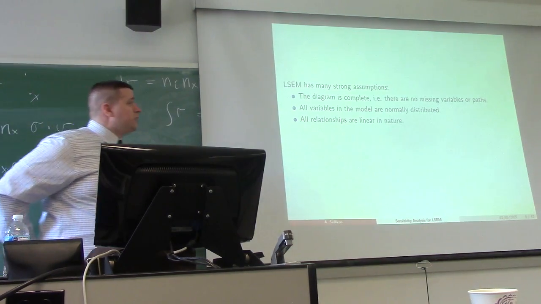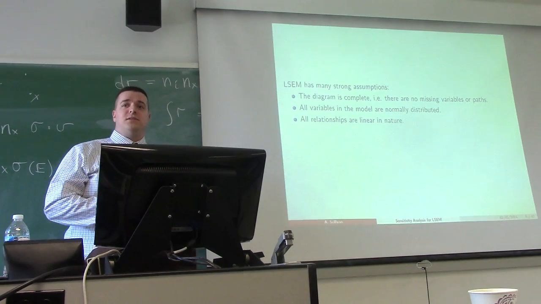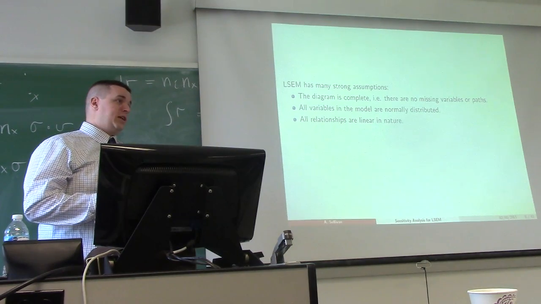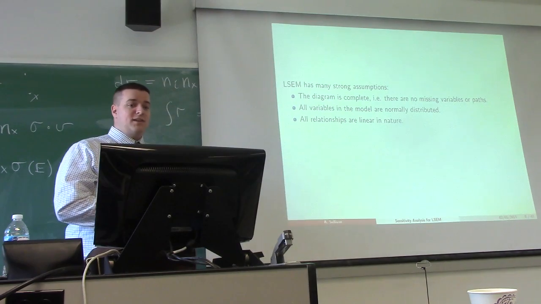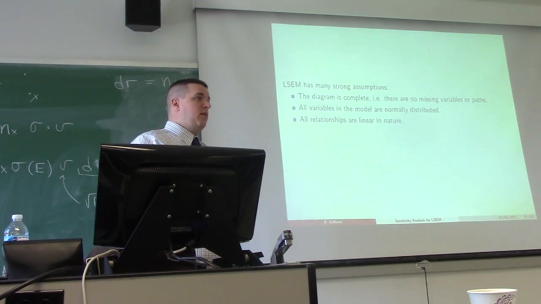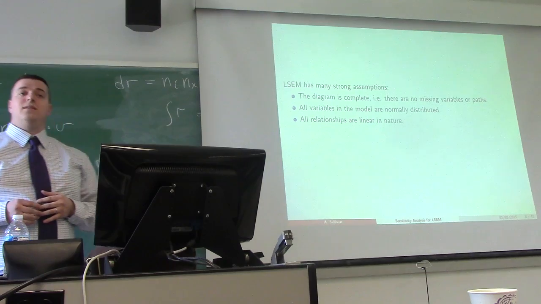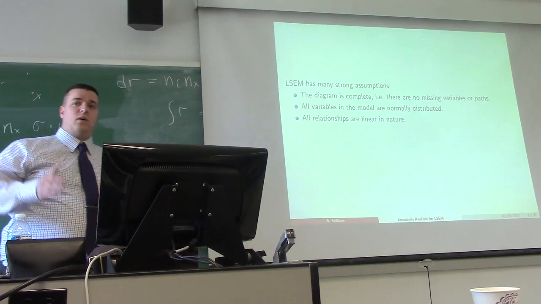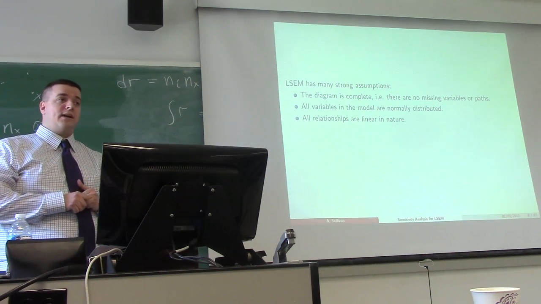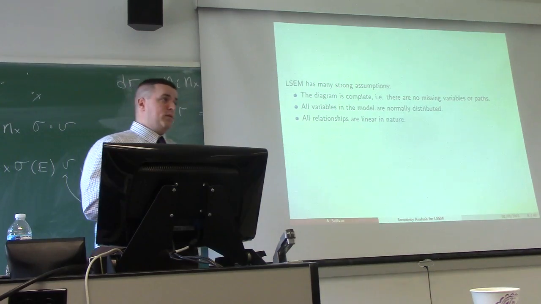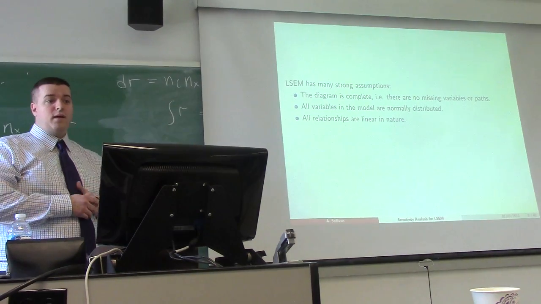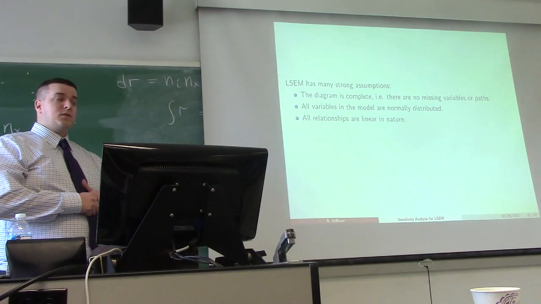Okay? This has really strong assumptions. One of the main assumptions is that our diagram is complete. That means there are no missing variables, no missing paths or relationships. The second one is that all variables in this model are normally distributed. This might seem reasonable if you're used to linear regression. However, in linear regression, the outcome variable needs to be normally distributed. All of the x's, or all the covariates you put into a linear regression model, do not necessarily need to be normal. In this model, every variable, no matter where it is in the pathway, has to be normal. And then all relationships are linear. So these are really strong assumptions.